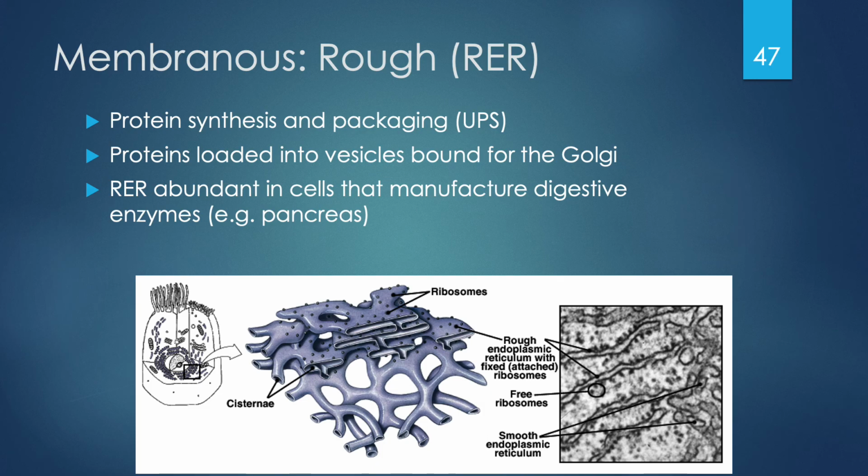The rough endoplasmic reticulum is more involved in protein synthesis and packaging, and for this reason it gets referred to as a UPS store. It's basically a combination of a workshop and a shipping warehouse. So as a workshop, it's going to synthesize protein, and as a shipping warehouse, it's going to package that protein and then ship it out. So it's shipping it out in vesicles that are bound for the Golgi apparatus. You can expect to find a higher proportion of rough endoplasmic reticulum in any cell that's going to be manufacturing digestive enzymes. So for example, in the pancreas, you're going to expect to see a lot of rough endoplasmic reticulum.